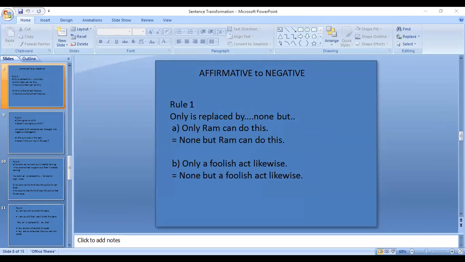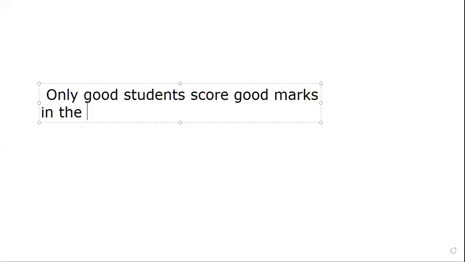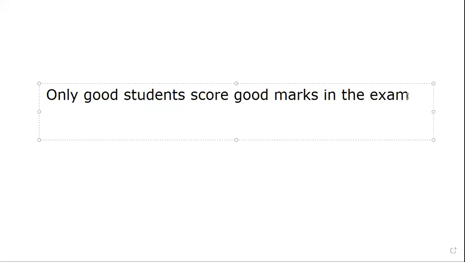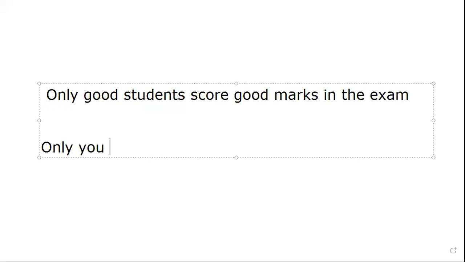So immediately I am giving two questions out here. I would like you to give the answer. If you are writing, it's very good. This is exercise also, you can say. Only good students score good marks in the exam? None but good students score good marks in the exam. Okay, that's the right answer. Yes, none but good students score good marks in the exam.